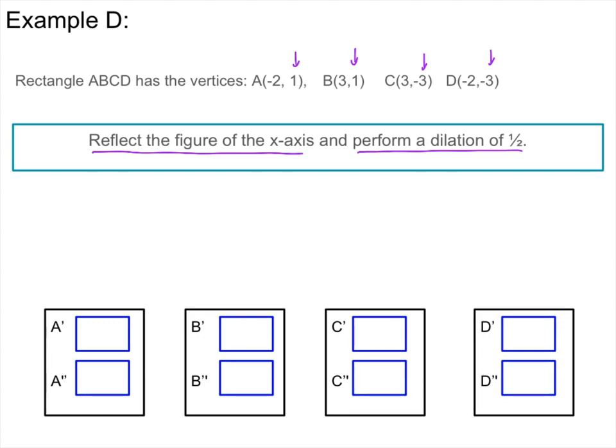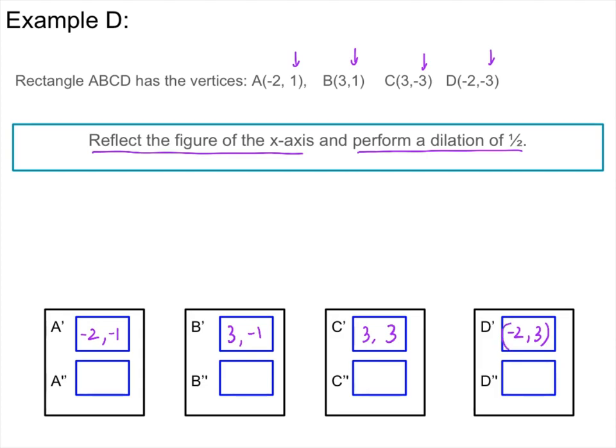So starting with A, negative 2, 1, flipping the 1 is going to be negative 2, negative 1. At B, we're going to have 3, negative 1. At C, we're going to have 3, positive 3. And then at D, we're going to have a negative 2 and a positive 3.